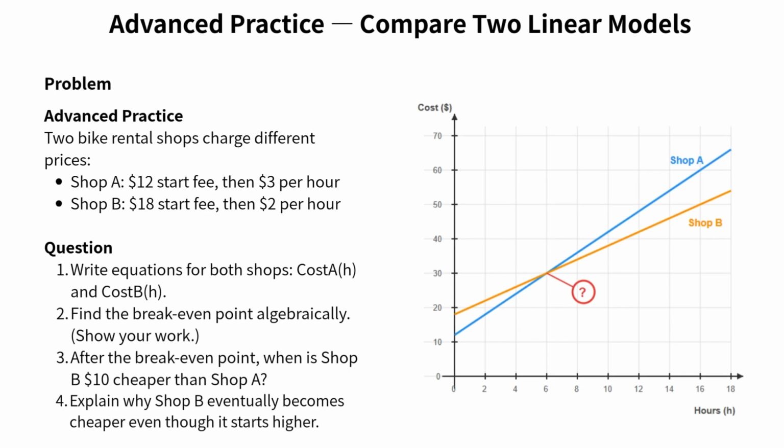Advanced practice. Don't just read the graph. Write equations for both shops. Cost A of H equals 12 plus 3H, and cost B of H equals 18 plus 2H. Solve the break-even point algebraically, then answer the real question. When is shop B $10 cheaper? 2 minutes. Show your work.